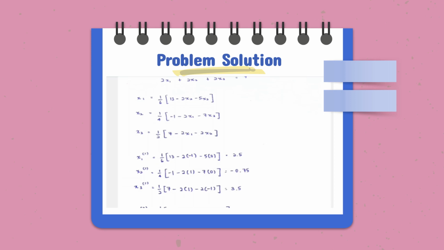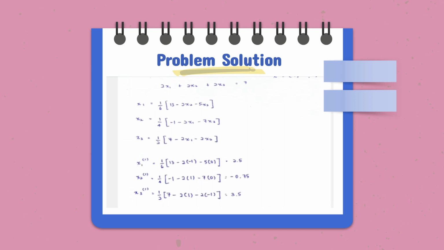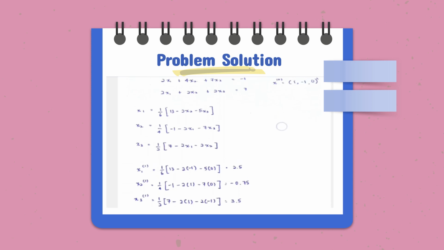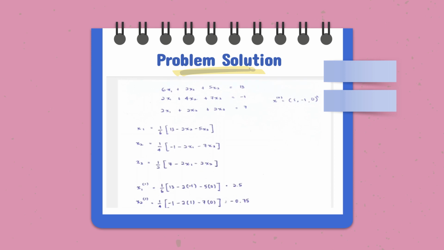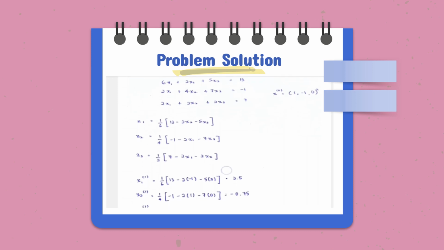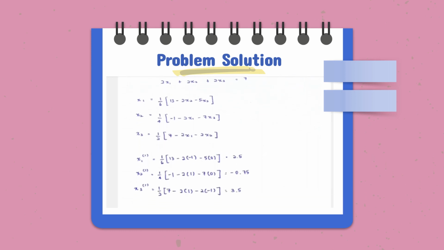So for x1 in the first iteration, just like I said before, for the values of x2 and x3, just use the x0 iteration. Therefore, just insert each of the respective values, which is -1 and 0. It will result in x1 at the first iteration being 2.5. We do the same for x2 in the first iteration and also x3 in the first iteration. So the resulting values are -0.5 and 3.5.